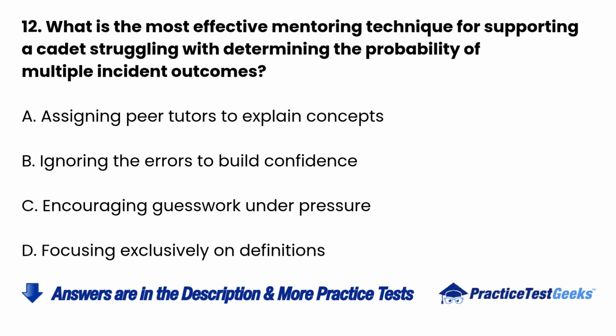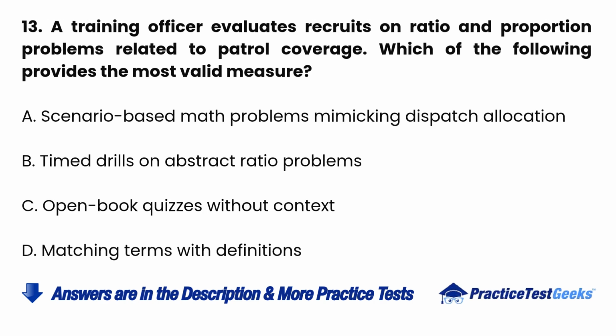12. What is the most effective mentoring technique for supporting a cadet struggling with determining the probability of multiple incident outcomes? A. Assigning peer tutors to explain concepts. B. Ignoring the errors to build confidence. C. Encouraging guesswork under pressure. D. Focusing exclusively on definitions.